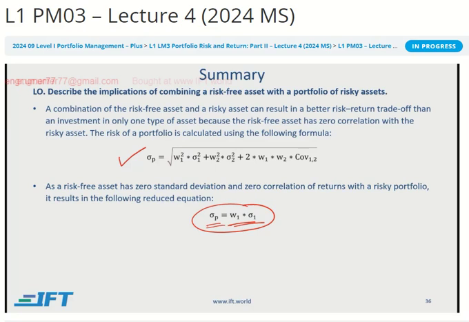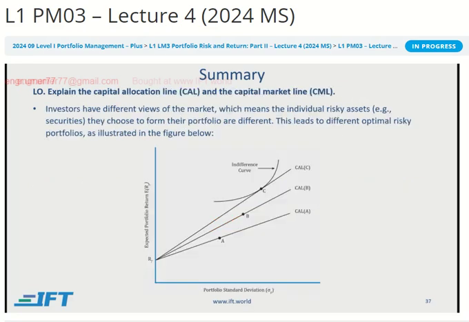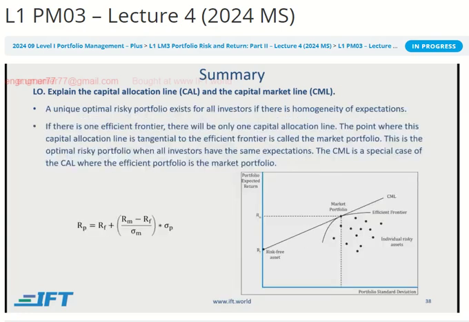But if there's more than one risky asset, then you can use this formula. We talked about indifference curves and how you can put them together with capital allocation lines. And if you have homogeneous expectations, that's where you get your capital market line coming in, which is basically going to be at that market portfolio. And then you can even put your indifference curve across this and choose an optimal portfolio.